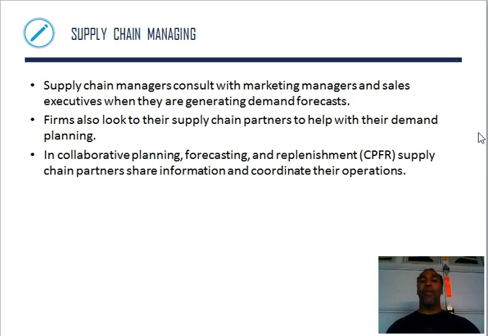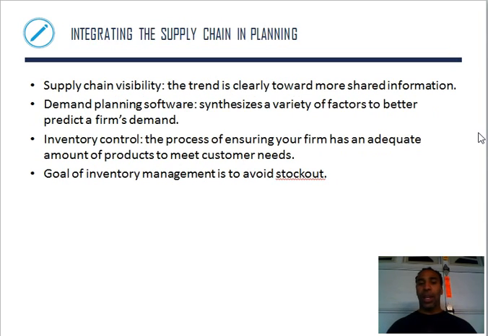In collaborative planning, forecasting, and replenishment, supply chain partnerships share information and coordinate their operations, right? Like me moving my skateboard plant right next to your wood plant where you finish and grind wood for skateboards. Now we don't have any shipping and handling because our businesses are right next door to each other. Integrating the supply chain and planning. Supply chain visibility, the trend is clearly toward more shared information, right? A lot of transparency. Demand planning software synthesizes a variety of factors to better predict a firm's demand.